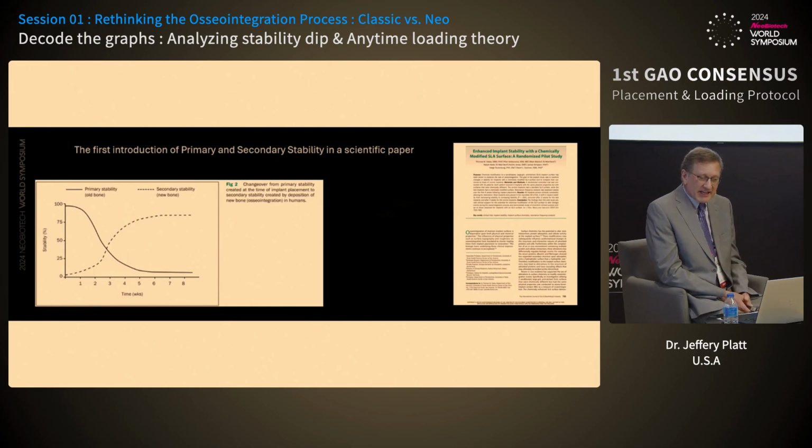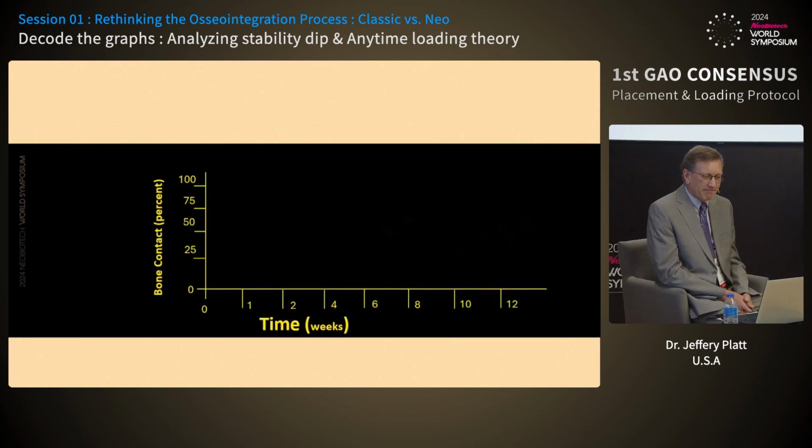This was the first study that actually described the primary bone loss and secondary bone growth, called changeover from the primary stability to a secondary stability. In this study, they talked about a time when the implant should not be touched because of the weakened state and waiting until it was more stable in the bone growth, and that was what's happening.